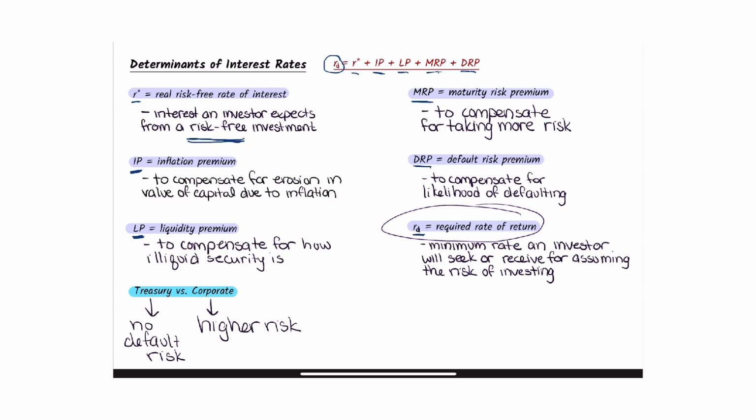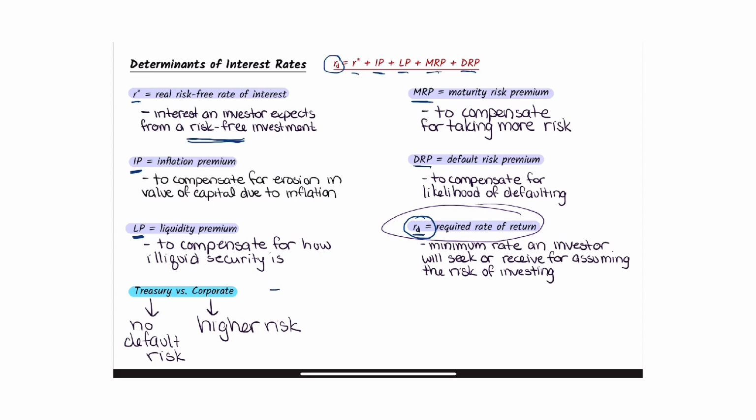So the higher the risk, the greater the required rate of return. So this is the rate that is required in order for an investor to take out that investment. If the rate is lower than that required rate of return, then they will not take on that investment.